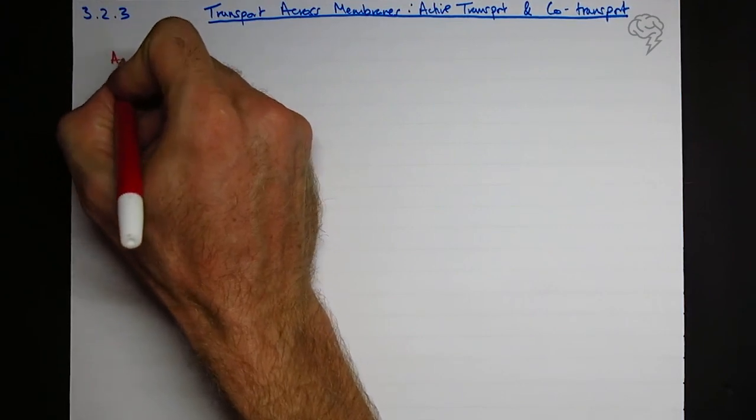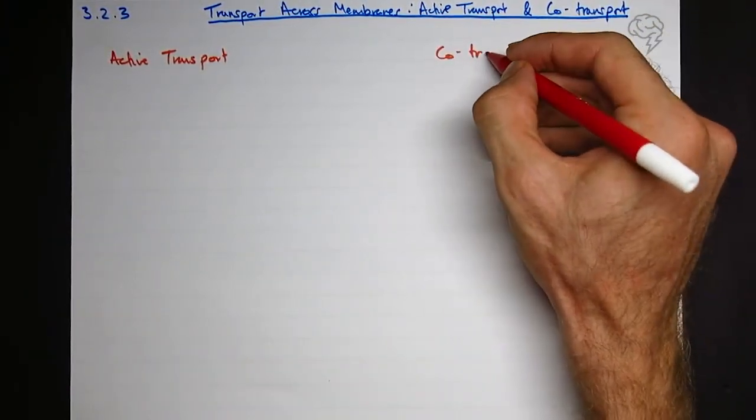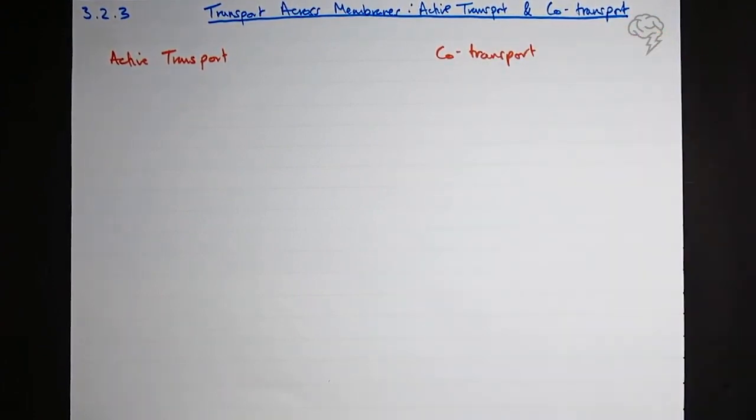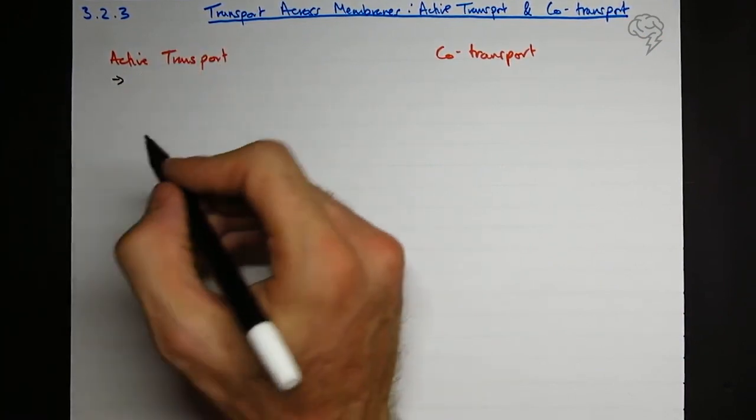Okay, we're looking at more transport across membranes. We're going to group two things together here, active transport and co-transport. They're very similar, that's why I put them together, but they do have one significant difference. Okay, so active transport, let's start with that.